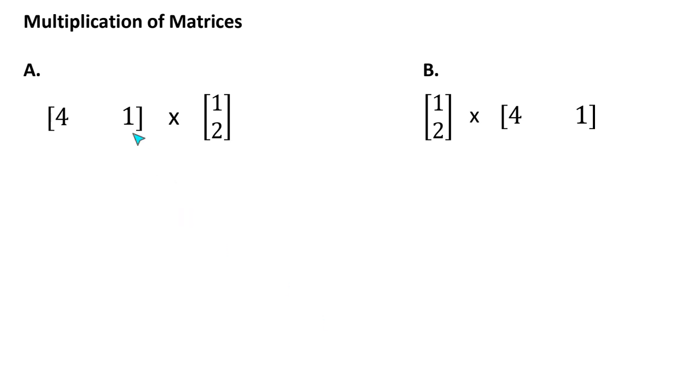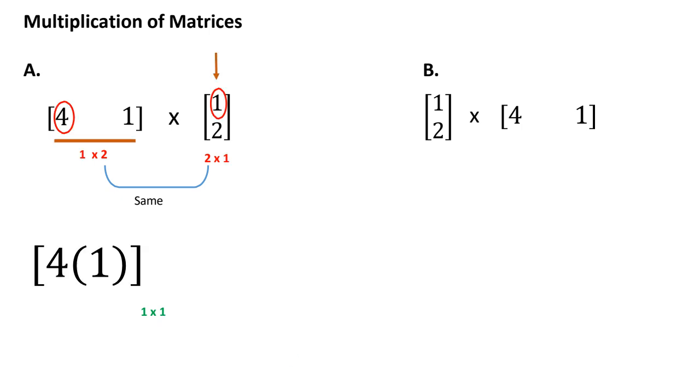So if we look at this first one, we have 4, 1 as our first matrix, and we're going to multiply it times 1, 2, which is our second matrix. The first thing we want to do is write down the order, which is the size. Again, the size is determined by the number of rows. So this one has 1 row and 2 columns, and this one has 2 rows and 1 column. If you notice here, the number of columns in the first matrix and the number of rows in the second matrix are the same. That means that we would be able to multiply it. Now the outside numbers are going to give you the size of your matrix.